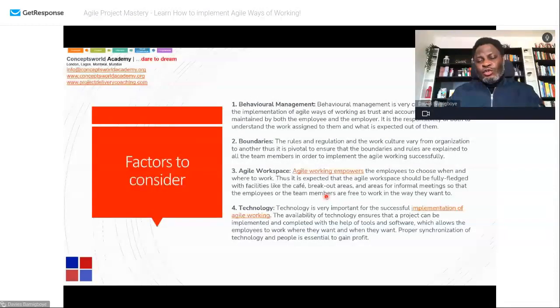Now, when I told you about my experience working for that fintech company, and that I had to travel a lot, one of the challenges we had was technology, because the technology to allow agile ways of working was not as prevalent as it is now. I mean, this job that I had was in 2017, 2019, five years ago. The technology was not as prevalent as it is now.